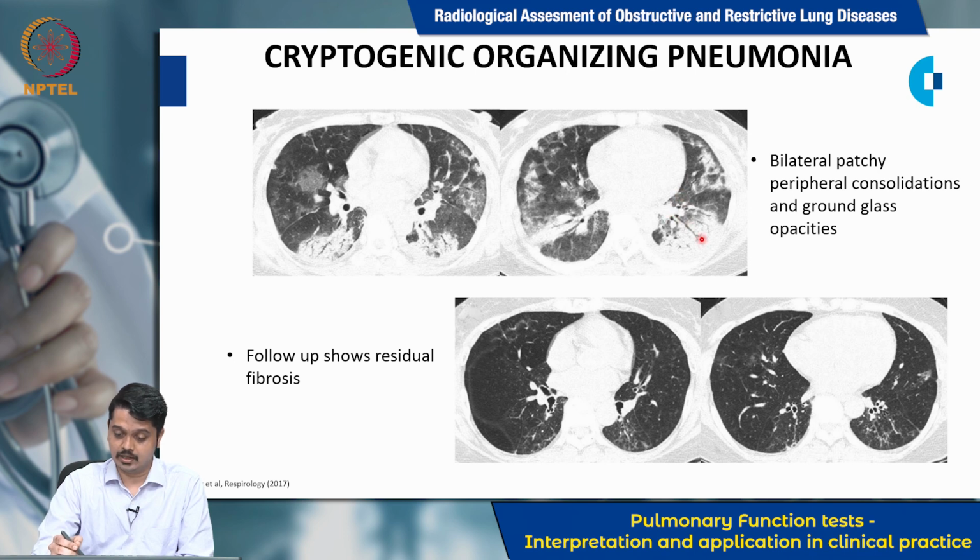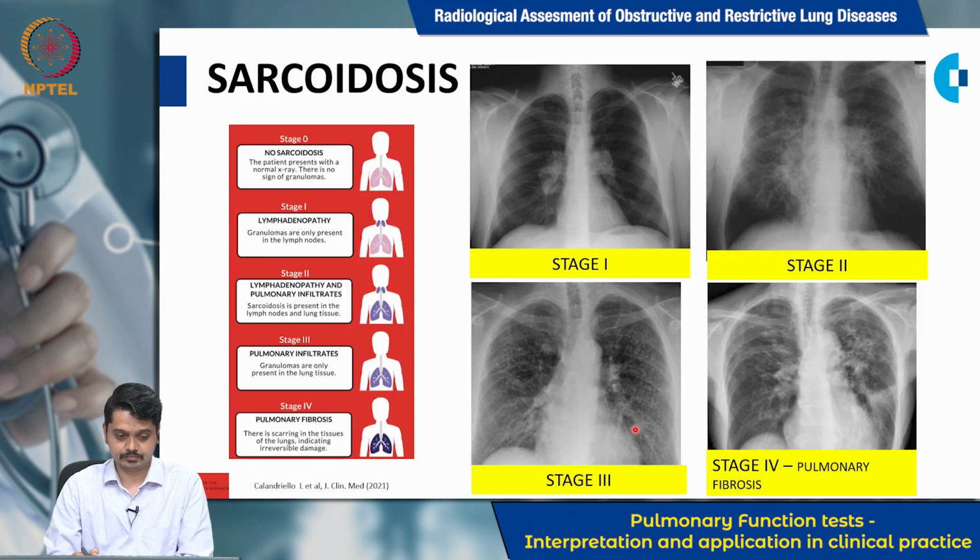It is following the bronchus. The typical description is bilateral patchy peripheral consolidations and ground glass opacities. Usually it will resolve spontaneously. Some cases may show fibrosis like here.